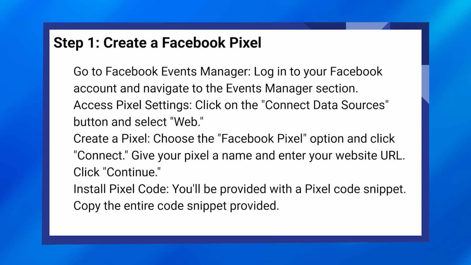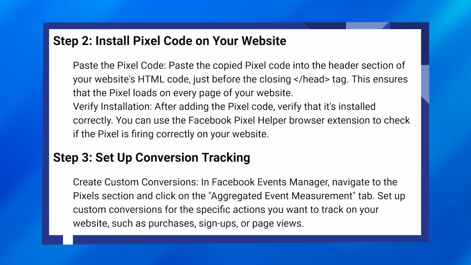Click Continue. You'll be provided with a pixel code snippet. Copy the entire code snippet provided. Paste the copied pixel code into the header section of your website's HTML code just before closing the header tag. This ensures that the pixel loads on every page of your website.